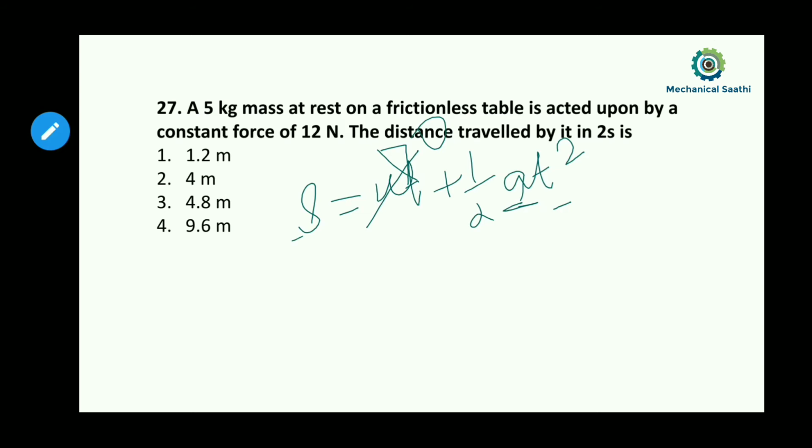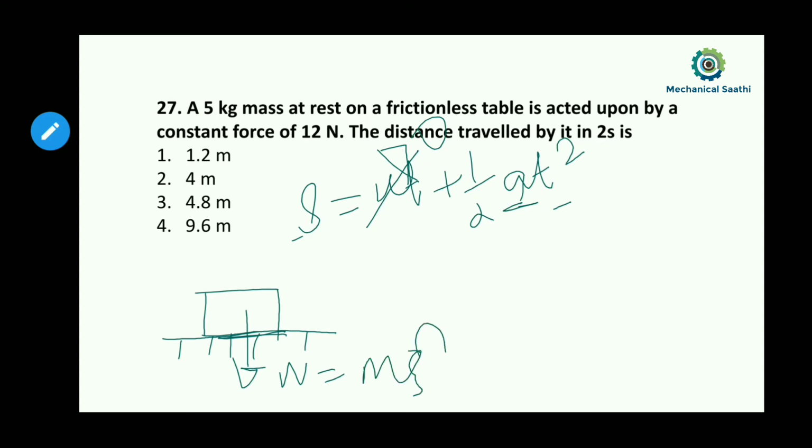Okay, so for that let us draw the free body diagram over here. This is the fixed table, and this is the mass, which is given as 5 kg, so its weight will be equal to m into g. Okay, so 12 Newton of force is being applied over here. This is the 12 Newton, the force applied, and we know that this force will be equal to m into a.